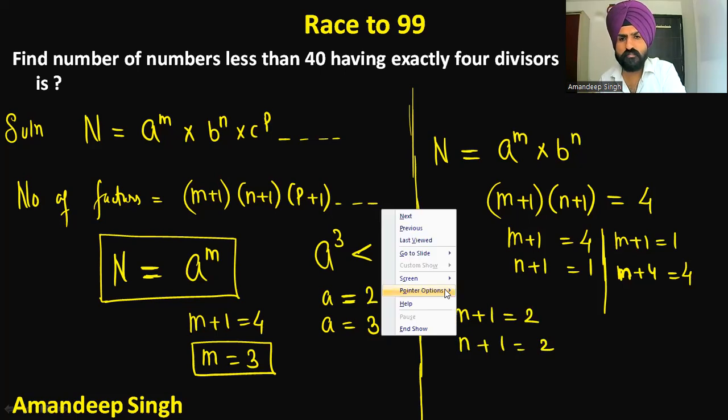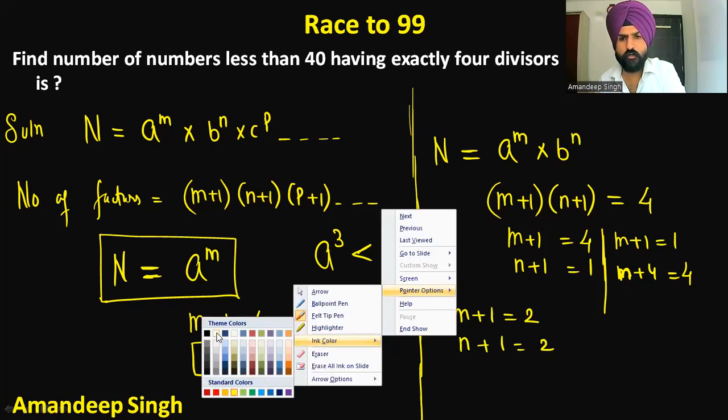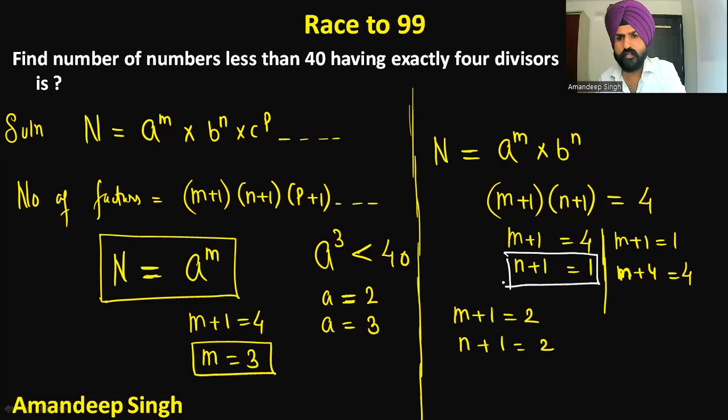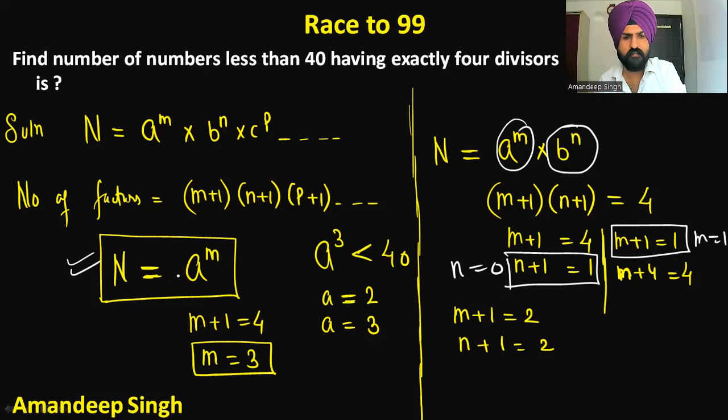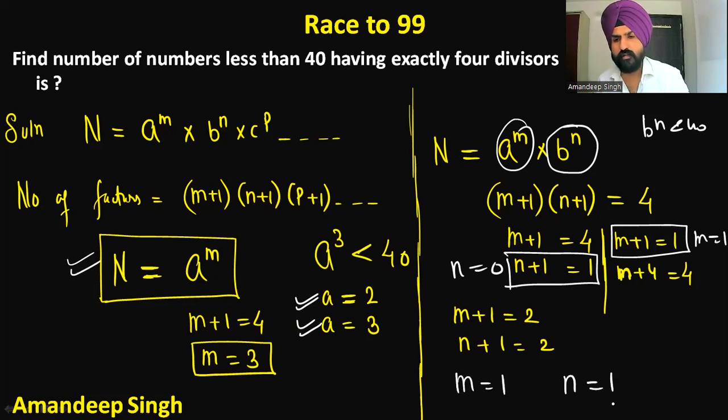The first two cases are not possible because we have already covered them. If you carefully observe, n plus 1 equal to 1 gives you n equal to 0. That means there is no other prime number in the number other than a, which is the first case we already discussed. Similarly, m plus 1 equal to 1 gives m equal to 0, so there is no term of a, it only has b to the power n. That's the same case, because b to the power n has to be less than 40. This gives the same answer as either b is 2 or b is 3. So I am only left with m equal to 1 and n equal to 1.